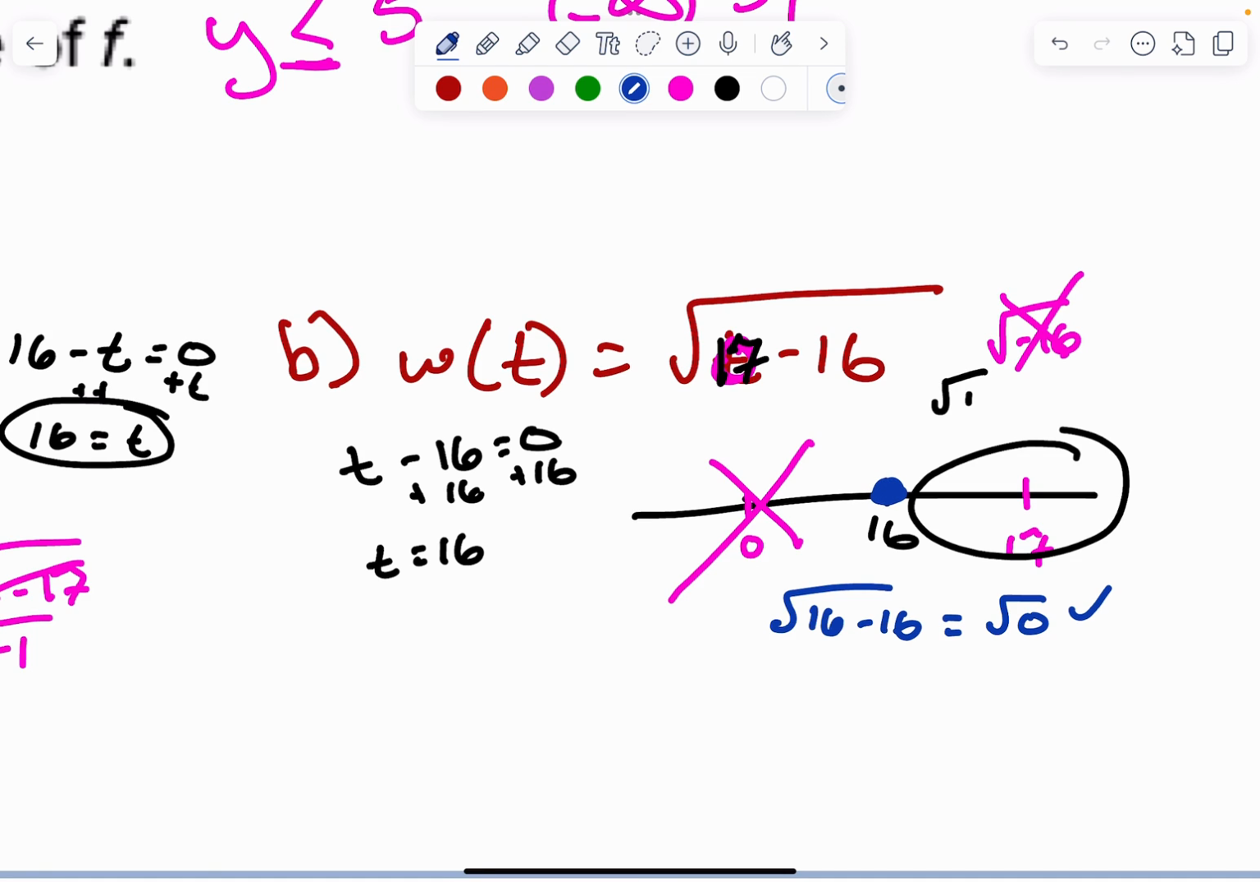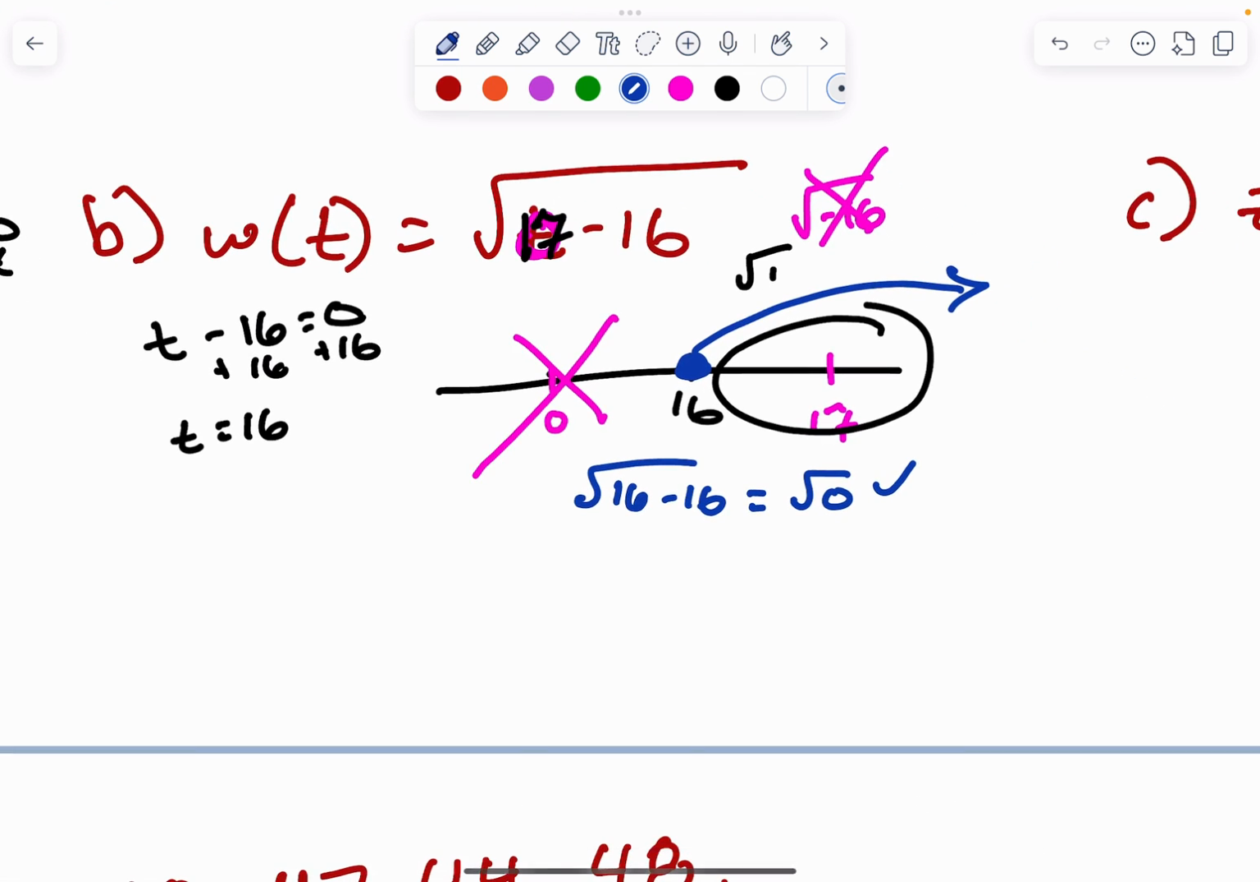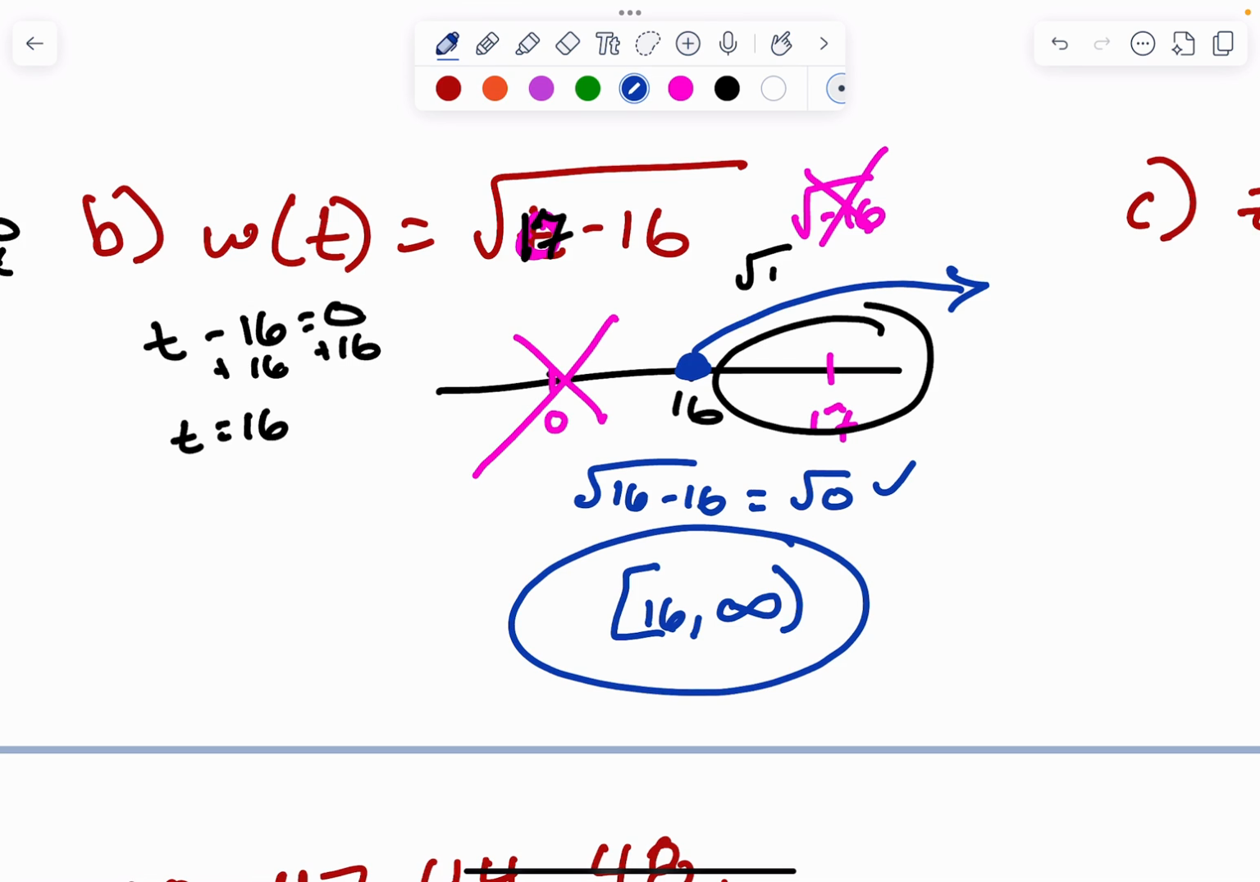So it's a closed dot with an arrow to the right, and we write that in interval notation. That's going from 16 to infinity. The infinity end is always a parenthesis, but this one is going to be a bracket again. So that's what my solution set looks like.